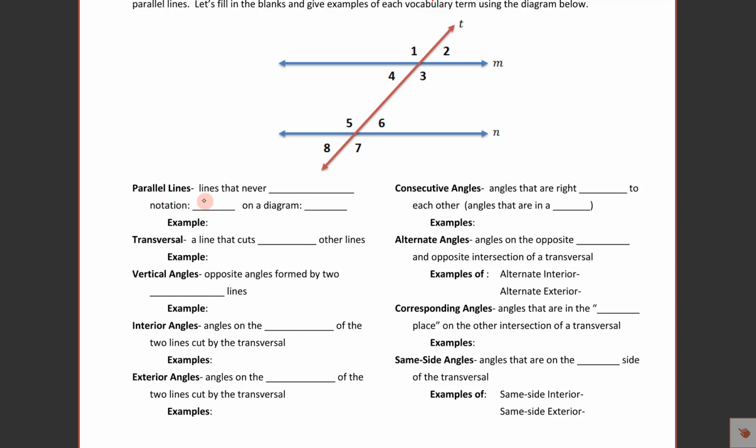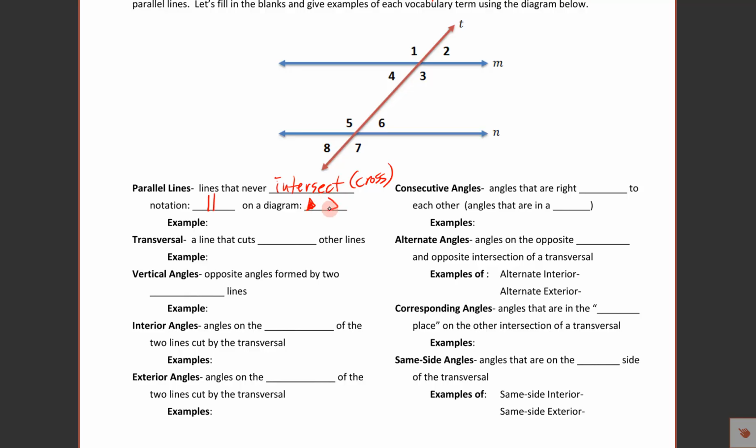So it says parallel lines. Parallel lines are lines that never cross, or we're going to say intersect. Never intersect. Okay, and I'm going to just put cross in parentheses here. They never cross. Okay, the notation that we use is we use 2 lines that are right next to each other. It kind of looks like 2 L's. And on a diagram, we use arrows. We might do something like this. Okay, so we'll put a little arrow here. Sometimes we'll just use a symbol like that.